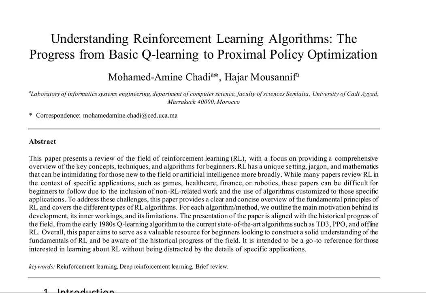The paper introduces several classic RL algorithms, including Q-learning, deep Q-learning (DQN), REINFORCE, deep deterministic policy gradient (DDPG), twin delayed DDPG (TD3), and proximal policy optimization (PPO). Each algorithm's motivation, inner workings, and limitations are outlined, aligned with the historical progress of the field.